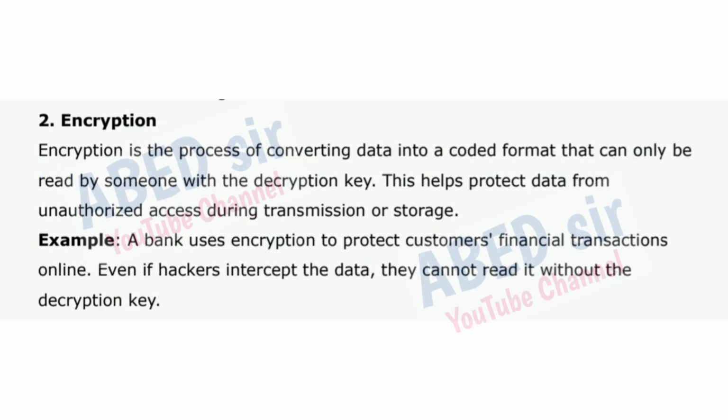2. Encryption. Encryption is the process of converting data into a coded format that can only be read by someone with the decryption key. This helps protect data from unauthorized access during transmission or storage. Example: a bank uses encryption to protect customers' financial transactions online. Even if hackers intercept the data, they cannot read it without the decryption key.